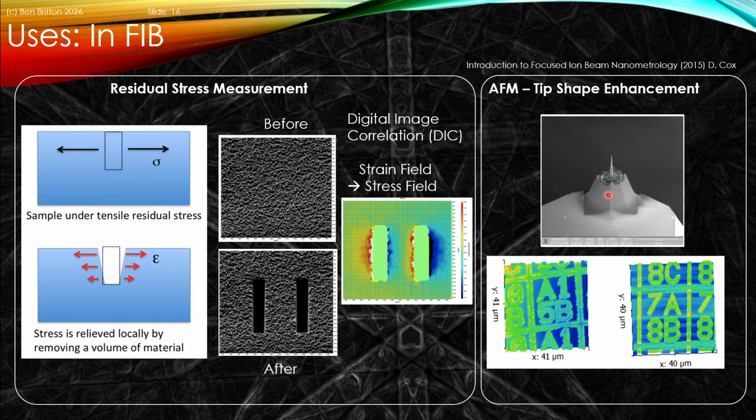Another area is that we can manipulate other objects, and in this example we're going to sharpen an atomic force microscope tip, and this enables us to greatly improve the resolution of the AFM. This is a really nice example showing the improved metrology associated with a sharper AFM tip. This is with the sharp tip, this is with the tip before it was sharpened.